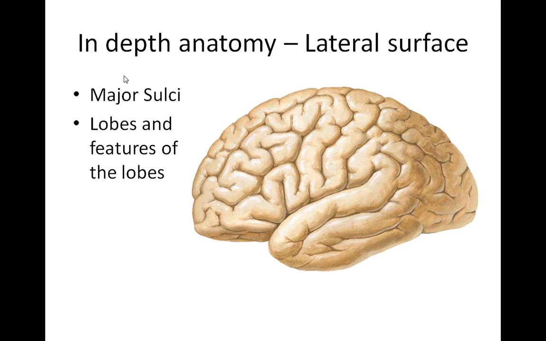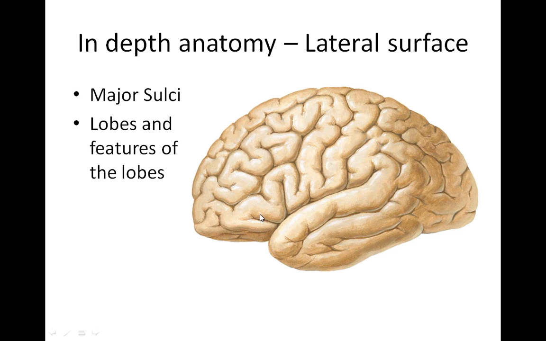So the next thing that we're going to do with the cerebral hemispheres is consider the features of the surfaces in more detail. So we'll start off with the lateral surface. The things that we need to know are basically, one, the major sulci of the brain, and two, the features of each of the lobes of the brain.